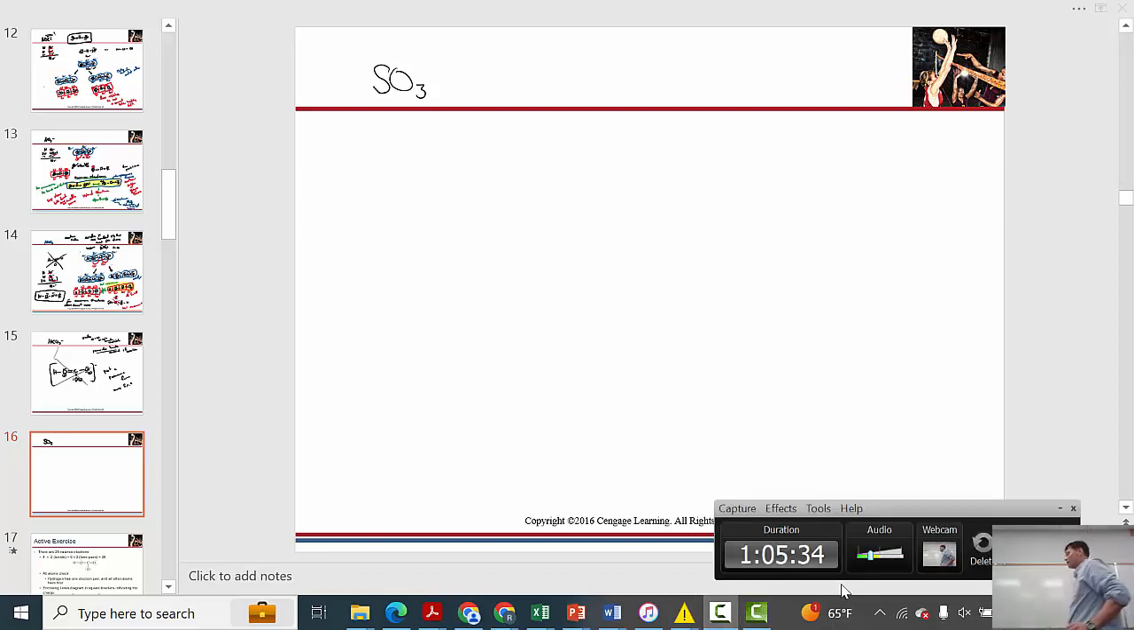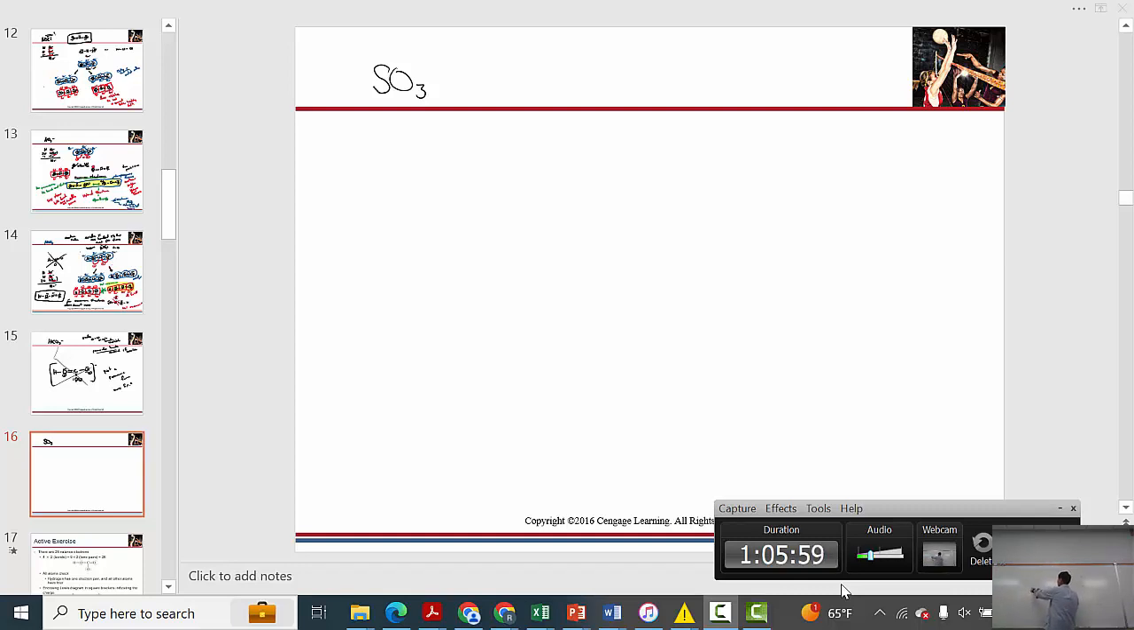There's one thing that kind of looks bad here. Can you tell what it is? How about the octet? Does the octet look good for all these? Yeah. Octet looks good, but what kind of looks bad is this relatively high formal charge. +2 is a fairly high formal charge.